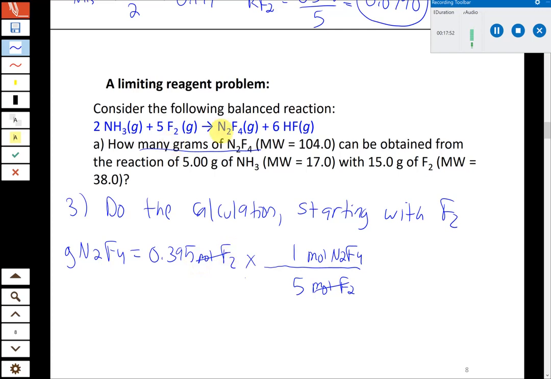This is asking for grams, so we're going to now use the molar mass of N2F4 to convert moles into grams. So we want moles in the denominator to cancel out, grams in the numerator, so we're going to multiply by the given molar mass of 104.0 grams per mole. So that's going to give us now mass of N2F4, which is what we're looking for, and we'll get 8.22 grams.